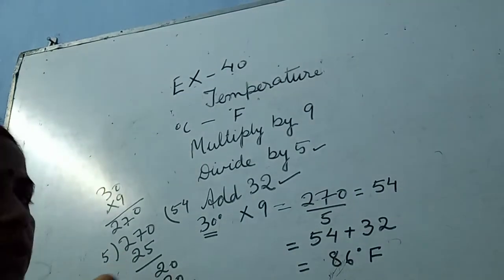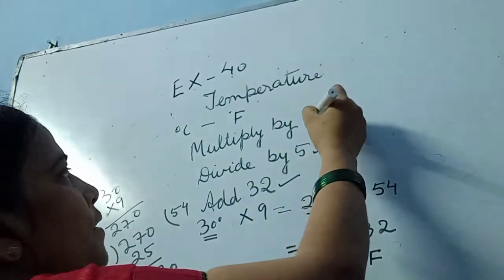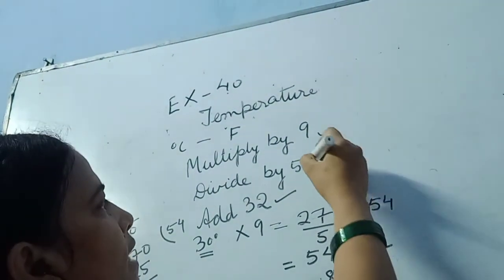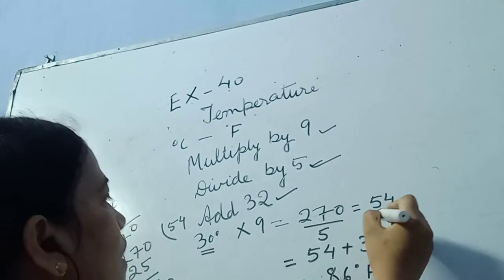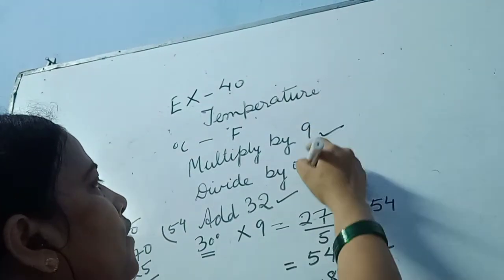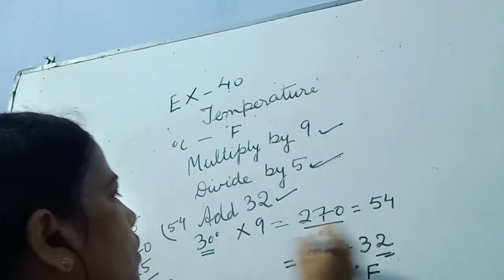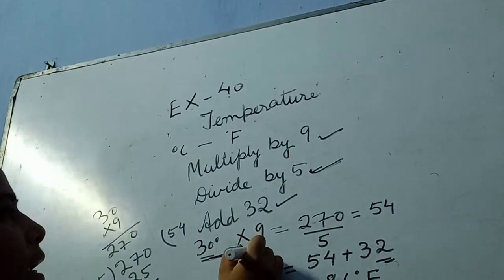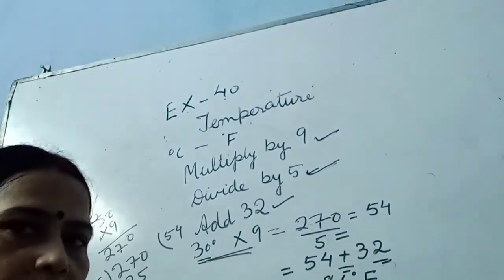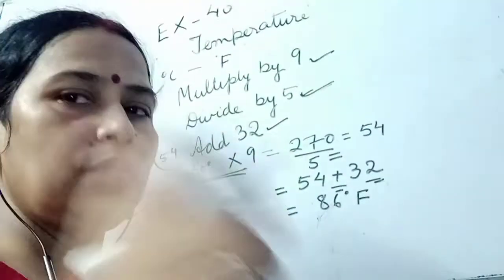And the steps which we have to follow are: first we will multiply the given temperature by 9, then divide it by 5, and then we have to add 32. So multiply by 9, then divide by 5, and then add 32 to that. You are going to get the answer.